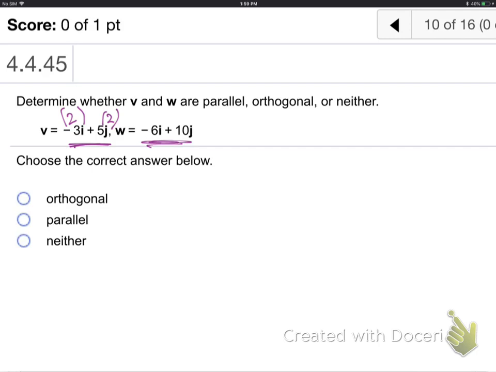What does that mean? Let me show you graphically. V is back 3, up 5. It's like there. W is like there. W is just twice as far as V. They're headed in the same direction, though, aren't they? See how that is parallel? Because W is just the same as V, just double it.